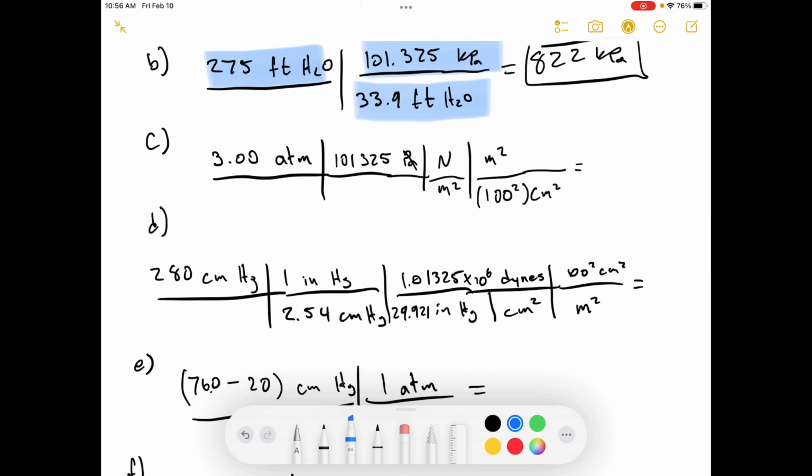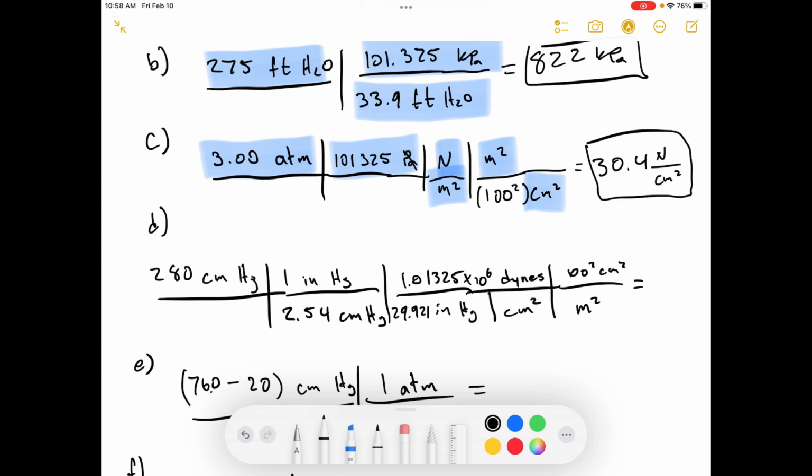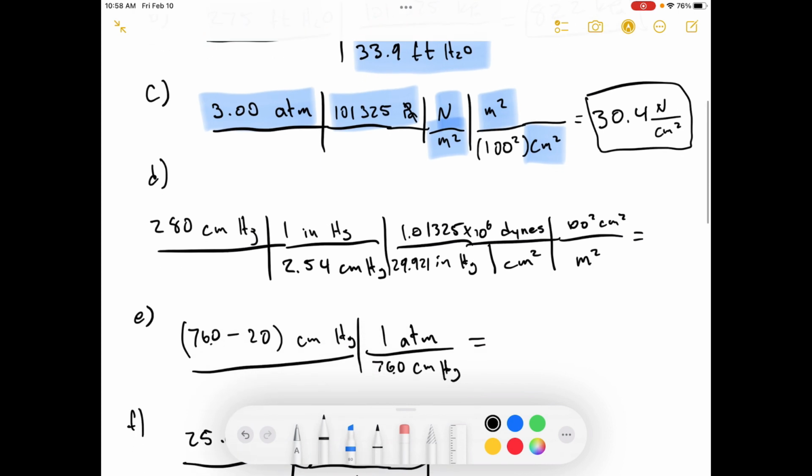Part C says 3 atmospheres to newtons per centimeter squared. Okay, so newton per centimeter squared is not a real unit that we use very often. I mean, it's a real unit, but it's not one that you use very often. Usually you use pascals or some form of pascal. But pascal is equal to newtons per meter squared, so you just have to turn it into pascals and then change the meter squared into centimeter squared. So 3 atmospheres, turn it into pascals, which is newtons per meter squared, and then you just convert the meter squared into centimeter squared. All right, that's it for part C, so let's move on to part D.